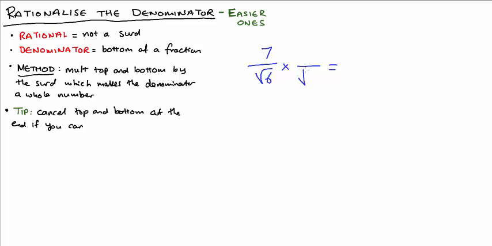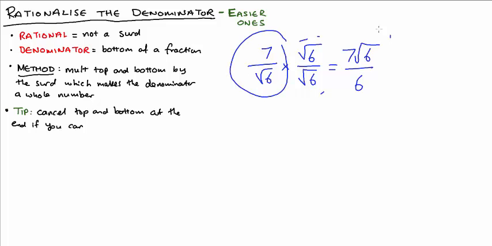So we're going to, because we know that root 6 times root 6 is going to give us 6. And obviously this has the value of 1. So we multiply top and bottom by root 6. So this one just becomes 7 root 6 over 6. Stick it in the calculator. The value of that is exactly the same as that. And that's it. That's literally it.